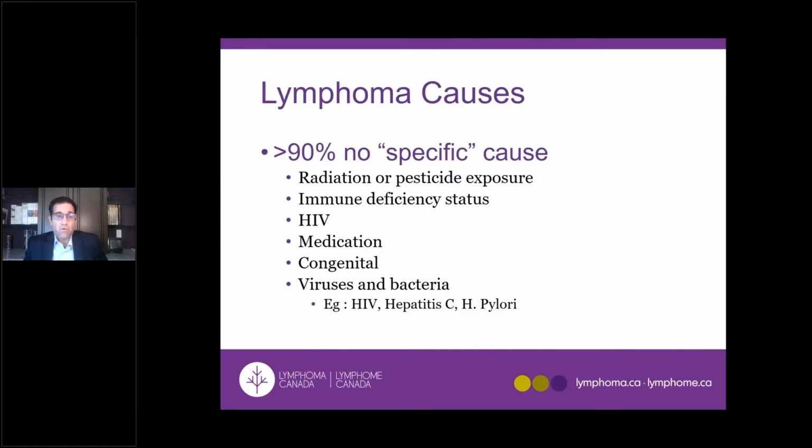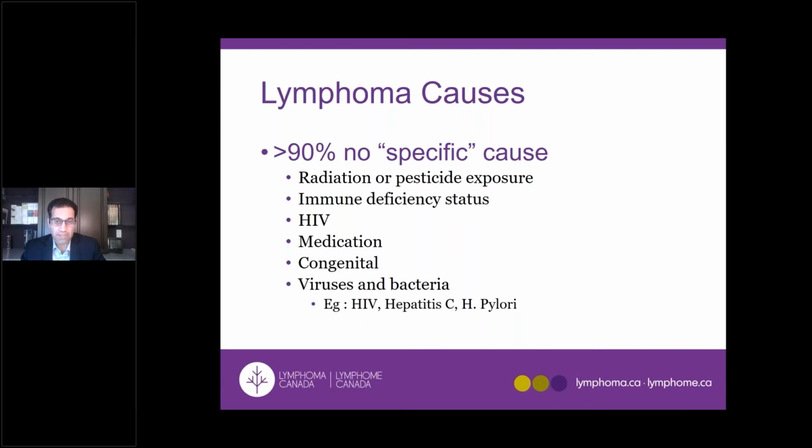What can cause lymphoma? Interestingly, in more than 90% of lymphoma, no reason can explain this disease. There are some theories about radiation exposure and immune deficiency states. We see that with patients who have an HIV infection, or patients who underwent organ transplant, such as kidney transplant, and start to develop lymphoma as part of the side effect of their immunosuppressants. Congenital immune deficiency can also increase the risk of lymphoma. And interestingly, there are some viruses that can cause lymphoma, like hepatitis C and HIV, and H. pylori as well.